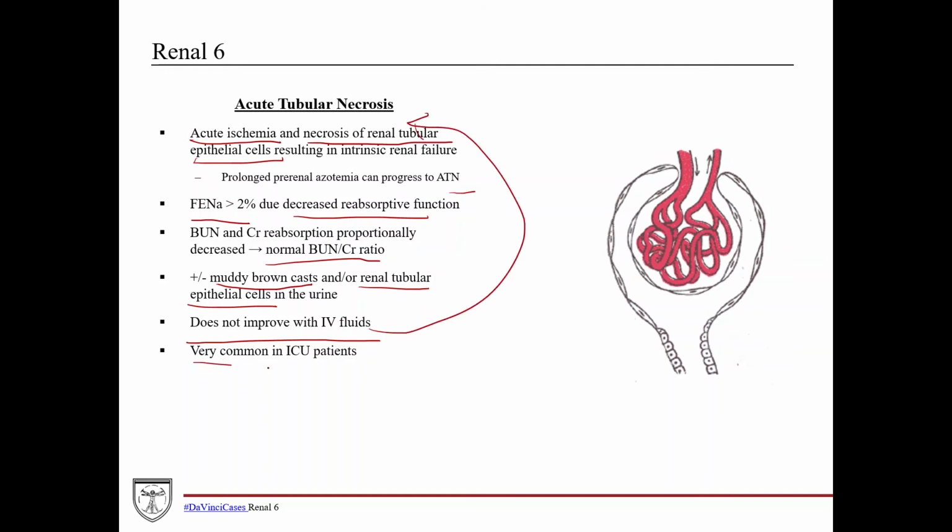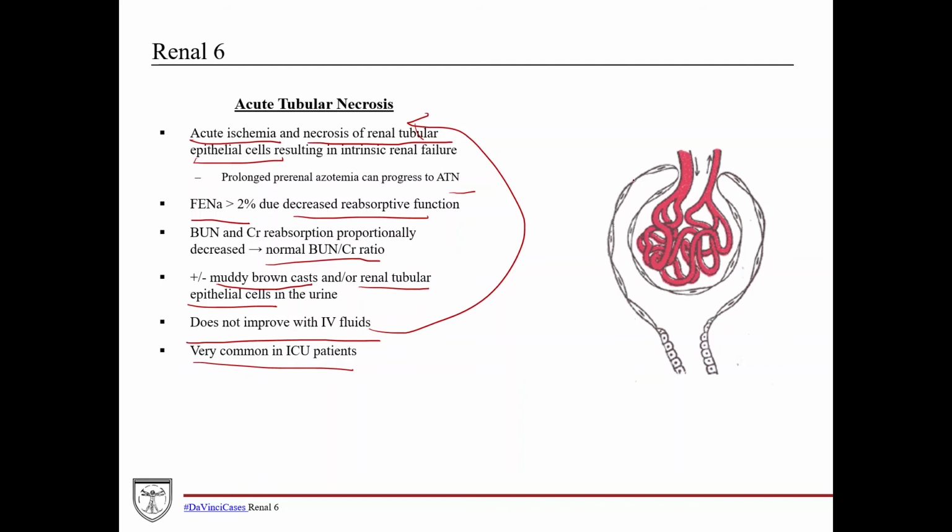ATN. This is very common in ICU patients because ICU patients are usually very sick. They usually have multiple medical problems going on that are affecting their overall perfusion. And so, again, all of these tend to point to this being likely the cause in our patient.